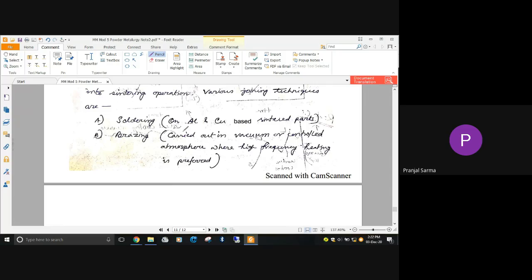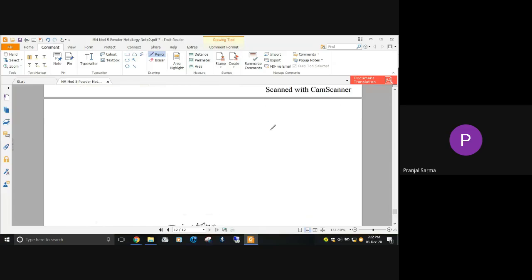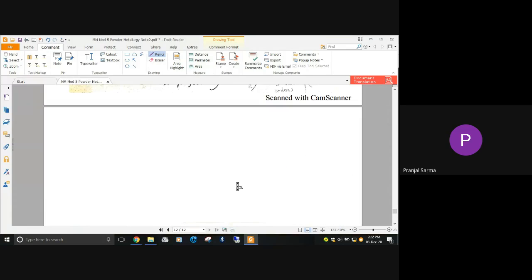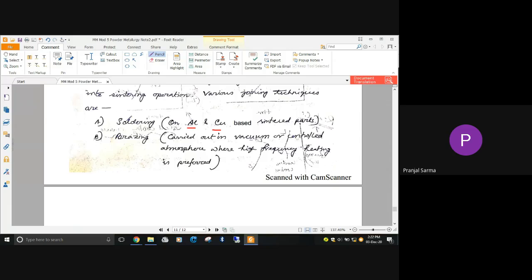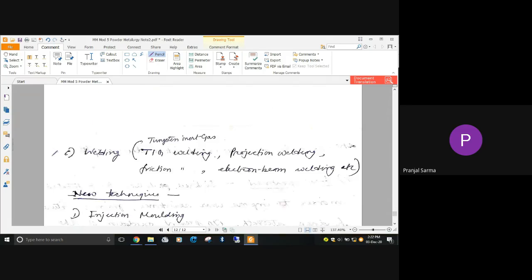Generally, we perform soldering on aluminum and copper based parts. Brazing can be carried out in vacuum or in a controlled atmosphere, where high frequency heating is generally preferred. Similarly, we can go for TIG welding, projection welding, electron beam welding, etc., for joining purposes. Depending on the delicateness of the powder material part, you might have to select soldering or brazing, or depending on the ultimate strength you require on the final part.